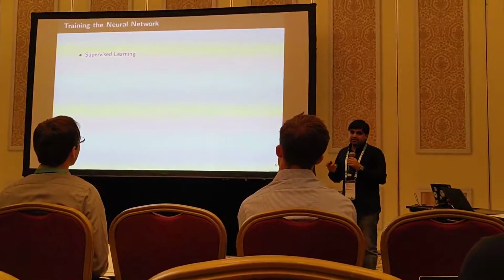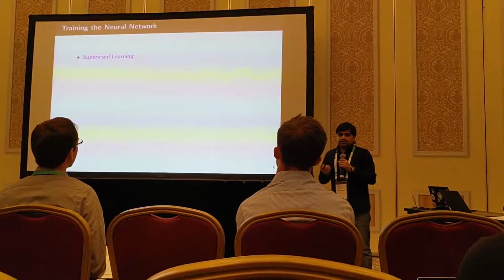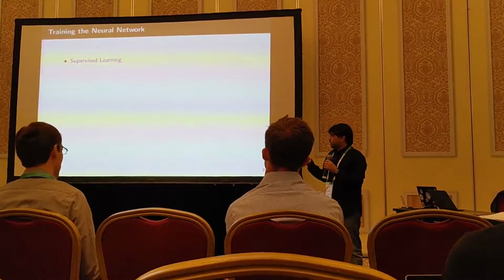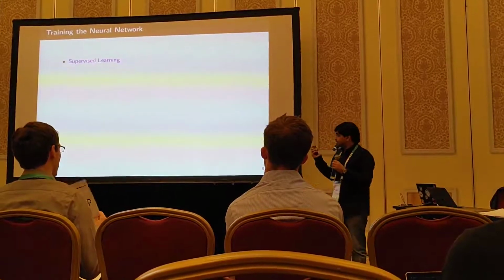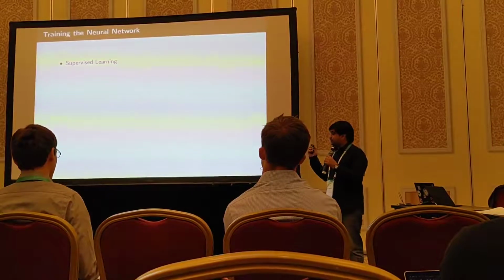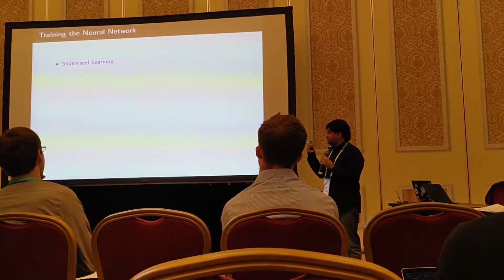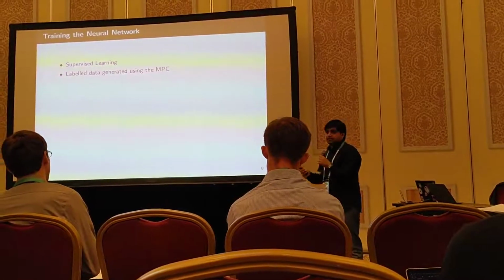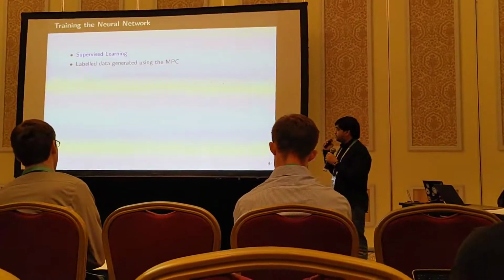Now to train this network, we need some data, some training techniques. So we use supervised learning. There are other learning approaches like reinforcement learning or unsupervised learning, but unsupervised is not suited for this. So we go with supervised. Reinforcement learning is pretty difficult to convert. The problem with supervised learning is that we need labeled data. So we can generate our labeled data through MPC.